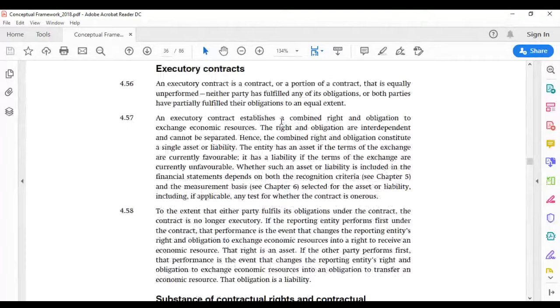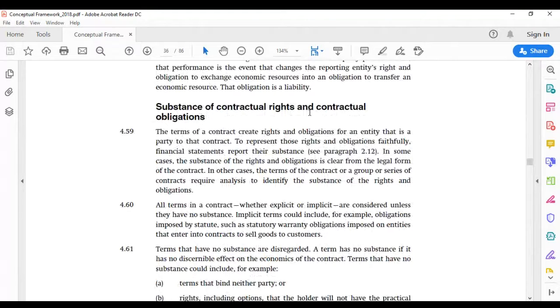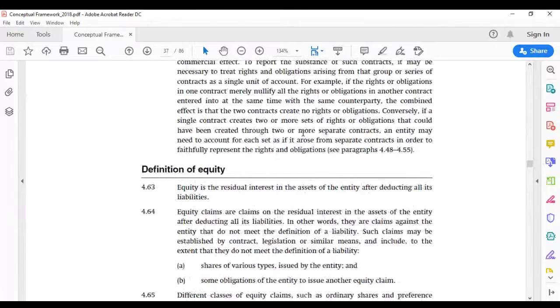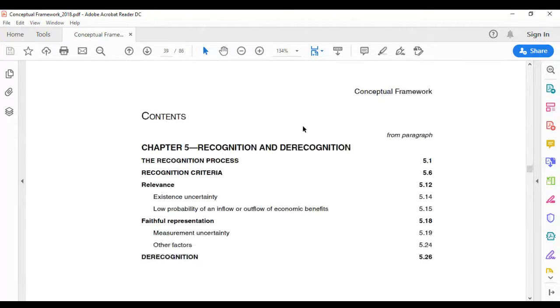That you can leave out. Executory contracts you can leave out. Don't worry about reading that. Contractual rights you can ignore for the time being. There we've got the definition of equity, income, expenses.